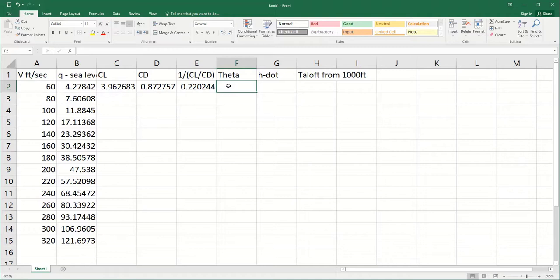And then theta is going to be the inverse tangent. I've forgotten the function for that. Is it arctan? Let's see. Nope. Atan. There we go. And then I forgot to type in the rest of it. Atan of this. And so this is in radians, of course, because that's what Excel does.